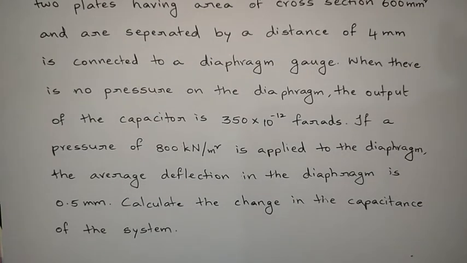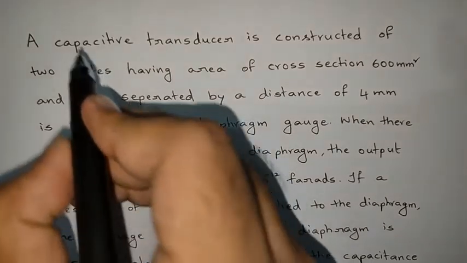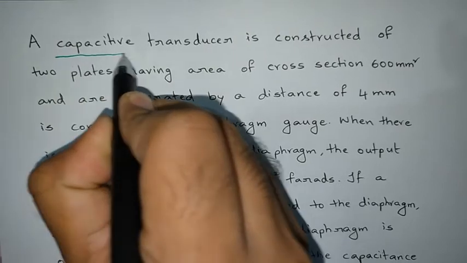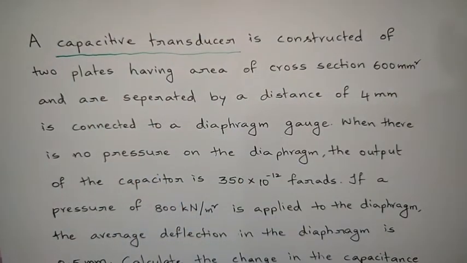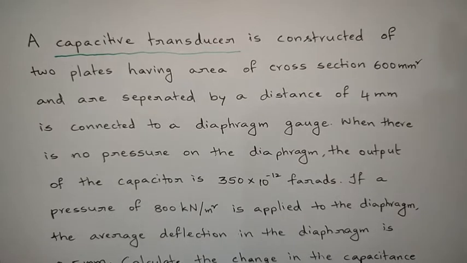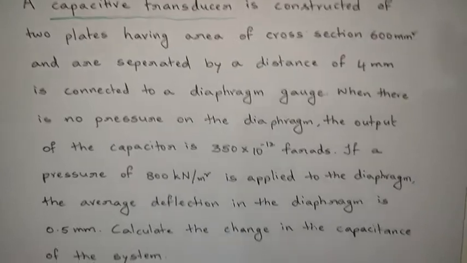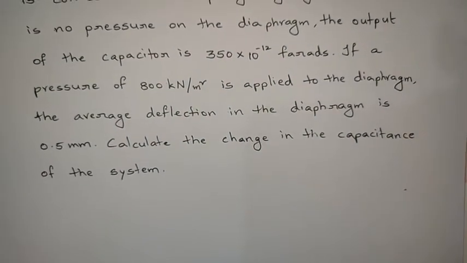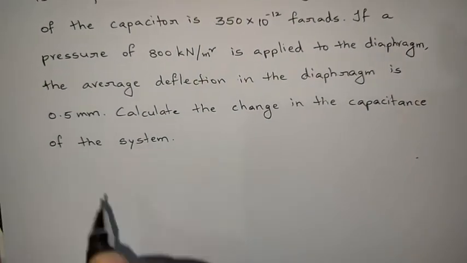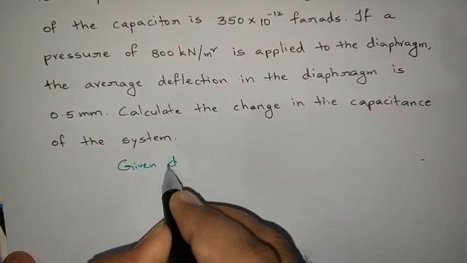So here the type of transducer given is a capacitive transducer. So now we need to take the formula regarding the capacitive transducer. Okay. So first of all, let us write the given data. So what is the data given to us?